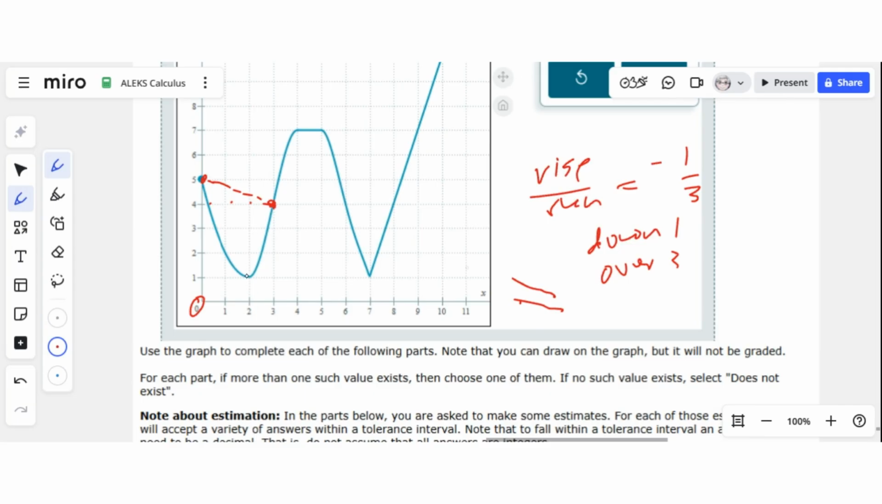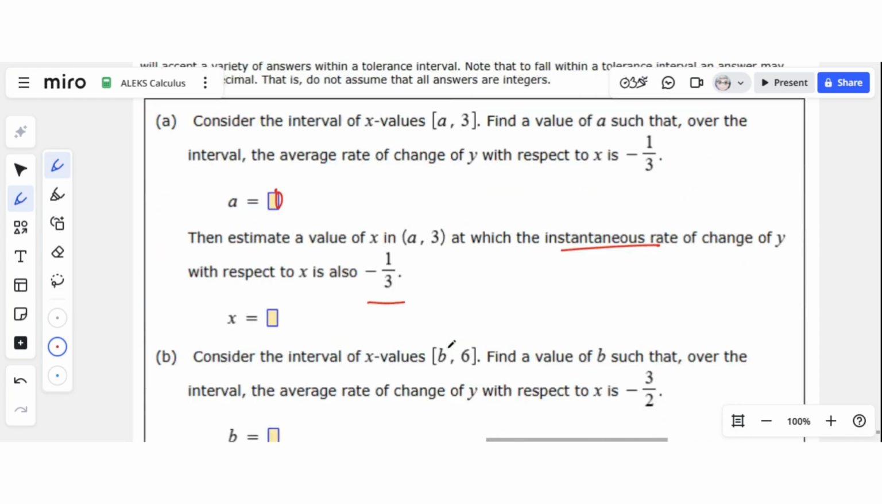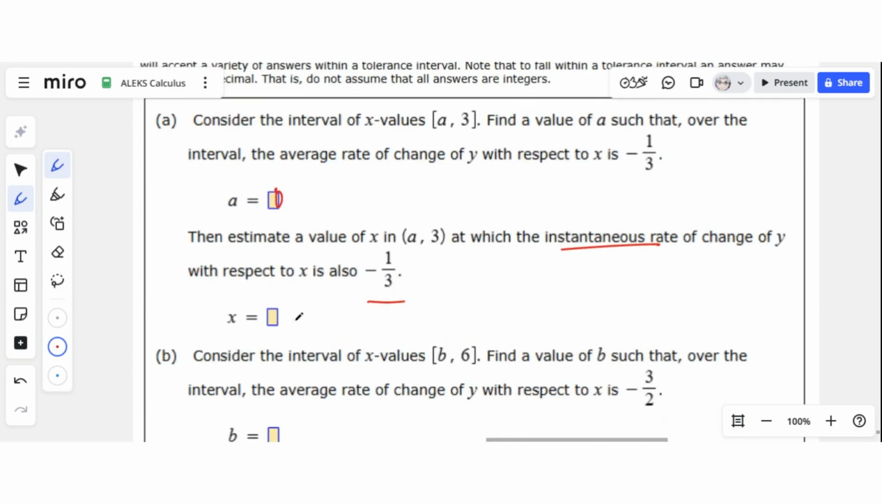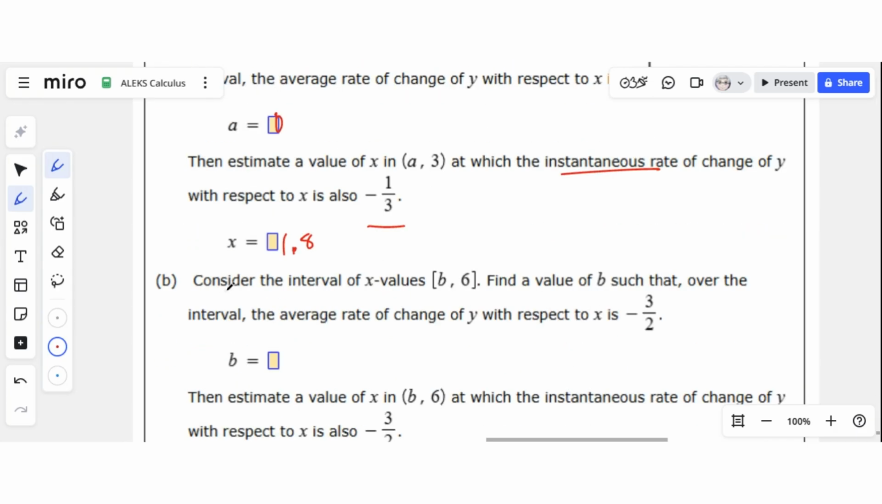The place where I see it getting really shallow but still negative is right in there. So I'm going to say that's maybe, I don't know, 1.8, and this is where the decimal comes in. So 1.8. If you said 1.7 or 1.9, it would probably accept it too. Okay, so that's the first part.